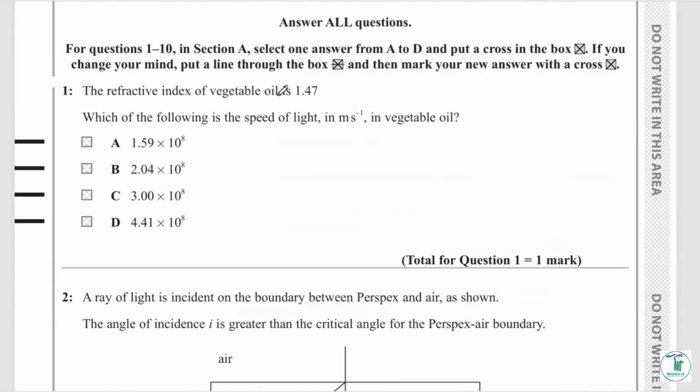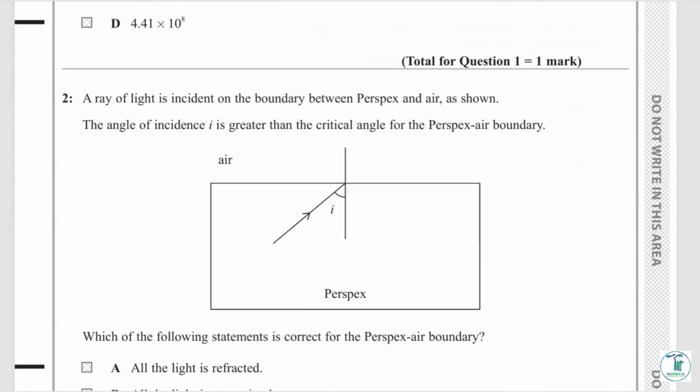The refractive index of the vegetable oil is 1.47, and you need to calculate the speed of light in meters per second. So first of all, we're going to use the formula n equals c upon v. What does that mean? We need to calculate the speed of light in the particular medium. So it would be c upon n, and that comes out to be 3 times 10 raised to the power of 8 divided by 1.47. We just need to divide them, and after division, we'll get the final answer as B, 2.04 times 10 raised to the power of 8.